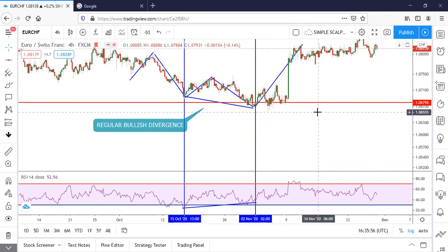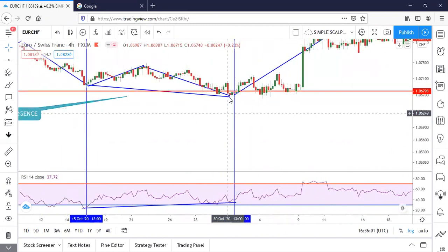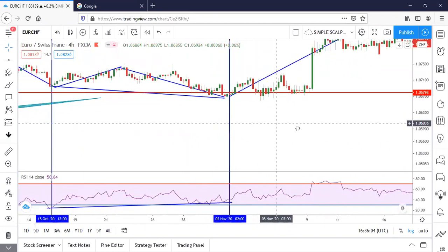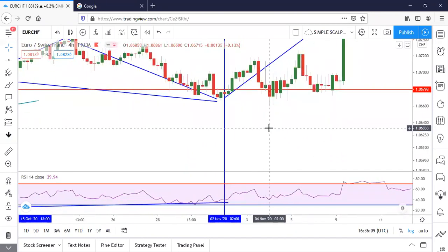So you want to look for your candlestick pattern. For example, you want to look for a bullish engulfing candlestick pattern. You want to look for a pin bar. You want to look for an inside bar. You want to look for tweezers, okay? But as a matter of fact, I only look for three types of candlestick pattern. Either engulfing, which is my number one candlestick pattern, number two is pin bar, and number three is inside bar.